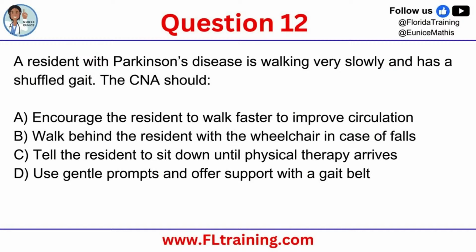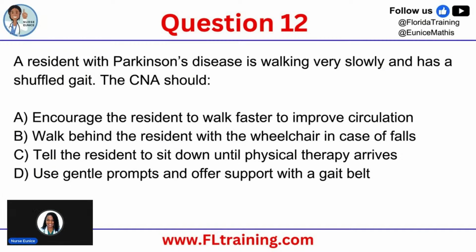All right, question 12. A resident with Parkinson's disease is walking very slowly and has a shuffled gait. The CNA should A, encourage the resident to walk faster to improve circulation. B, walk behind the resident with the wheelchair in case of falls. C, tell the resident to sit down until physical therapy arrives. Or D, use gentle prompts and offer support with a gait belt.